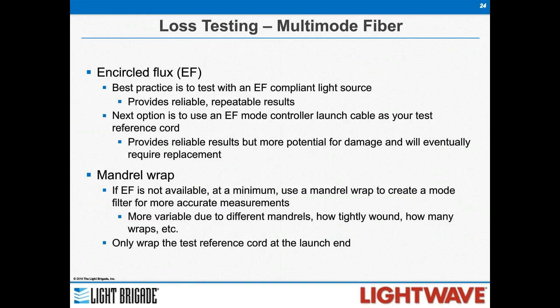The other thing we need to talk about if we're talking about referencing and loss testing is encircled flux if you're a multimode user. So TIA 526 and IEC 61280, I think is the number, reference encircled flux as the most reliable, repeatable, restricted launch that you should have when you test for optical loss on multimode fiber. Today, most, I won't say all, but most light sources, if you buy a new optical light source for testing, it will be encircled flux compliant to begin with. So you test everything as normal. It gives you the launch you need.